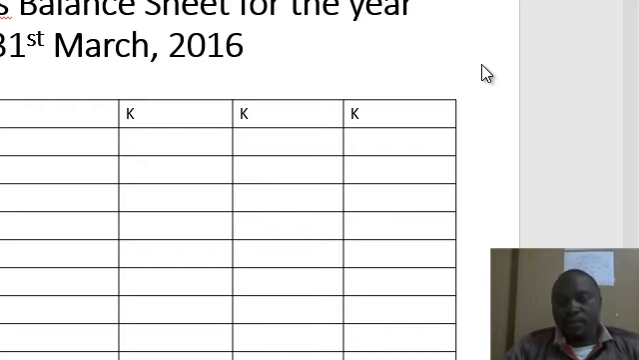I know the trading account and the profit and loss account, these usually you make entries in one table because there's only one table provided for you in the exam. Then there's a separate one which is for the balance sheet. But my emphasis is, please, before you do anything, put the title. Put the correct heading, just like the way we have done it here.